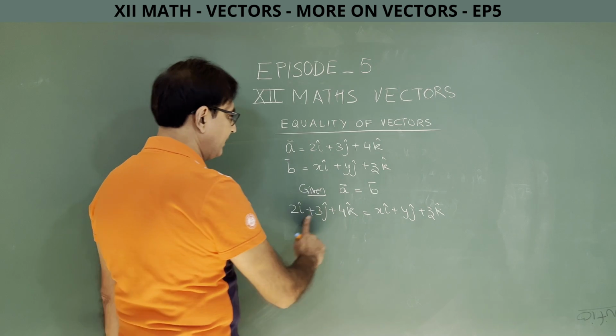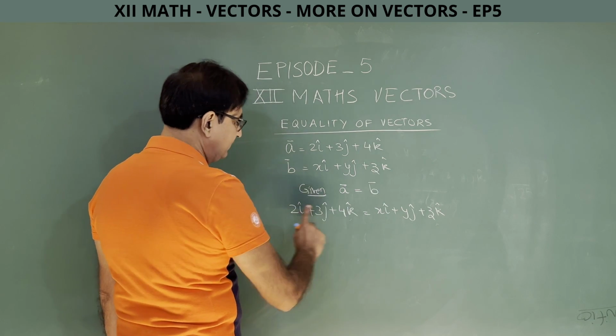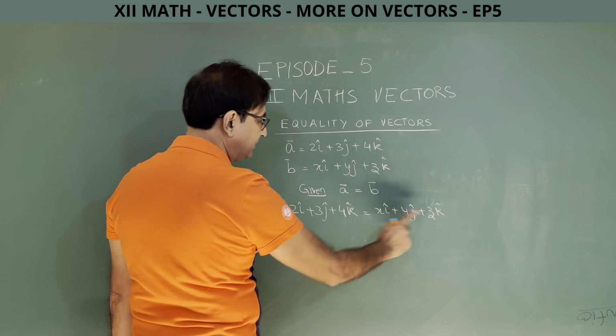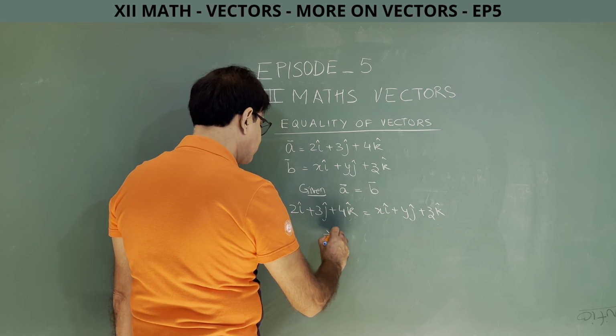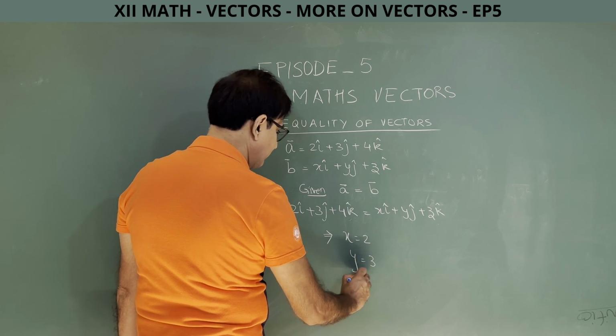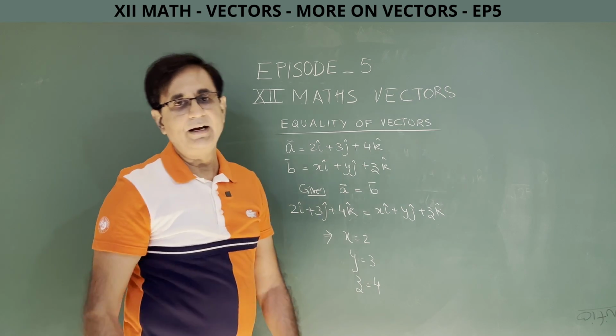If two vectors are expressed in terms of i, j, k and they are equal, then the coefficients of i's, j's and k's are separately equal. So, x is equal to 2, y is equal to 3 and z is equal to 4. So, now you know what you mean by equality of two vectors.